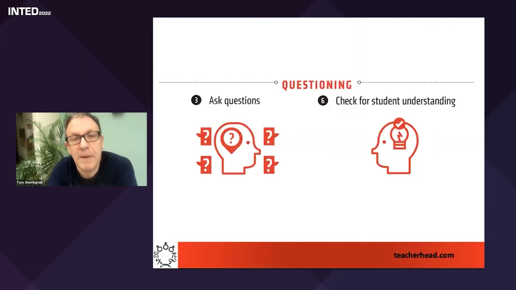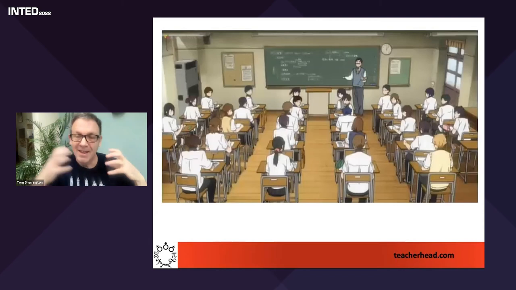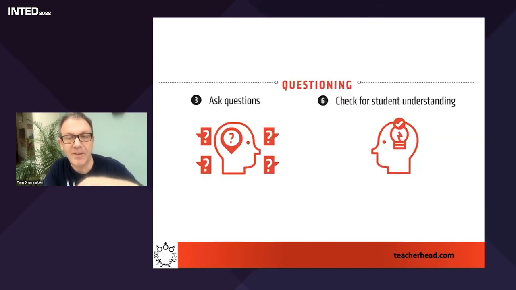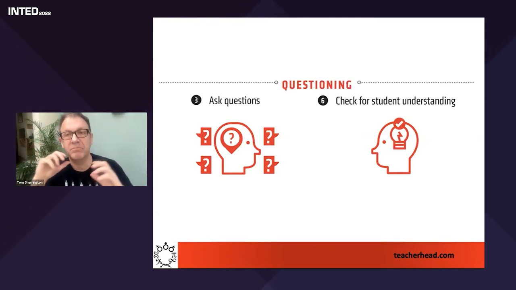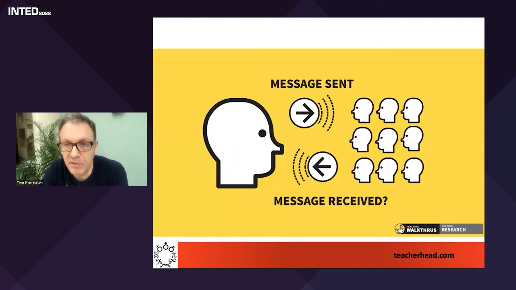The next thing that Rosenshine talks about is questioning. This is the meat of it. When you go into a lesson and you're observing a teacher, the interactivity is the most obvious part. And what Rosenshine says is that teachers who spend more time questioning and checking for understanding get better outcomes, from what his studies suggested, than teachers who just sort of tell you things and don't check. Why? Because we need to know if the message is being received.